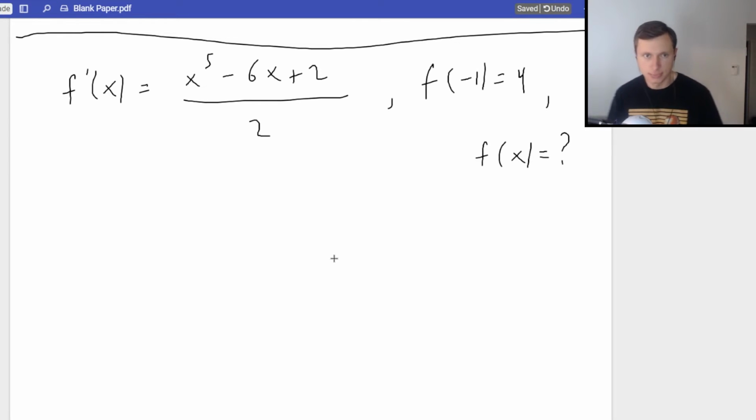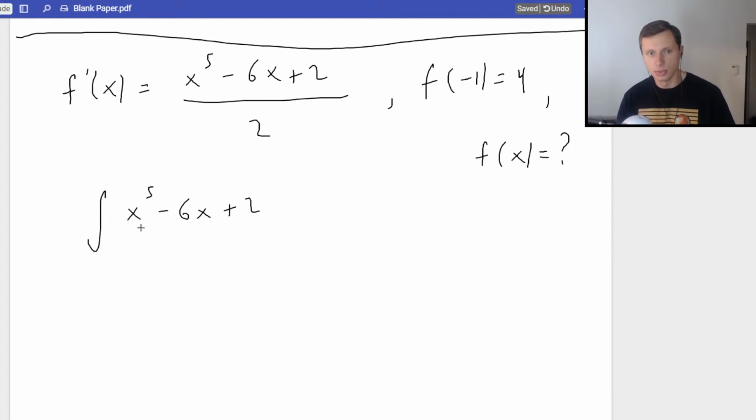For this function, one of the most important things to realize for derivatives and integrals is, if I give you the derivative, then how do I find the original function? That's why we have the integral. So what I'm asking is, what's the integral of x to the fifth minus 6x plus 2, divided by 2, and let's find this integral first.